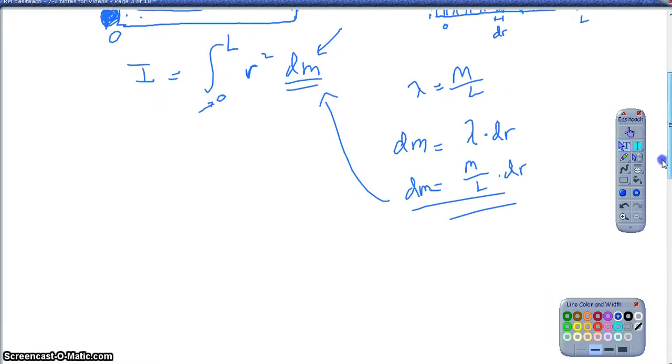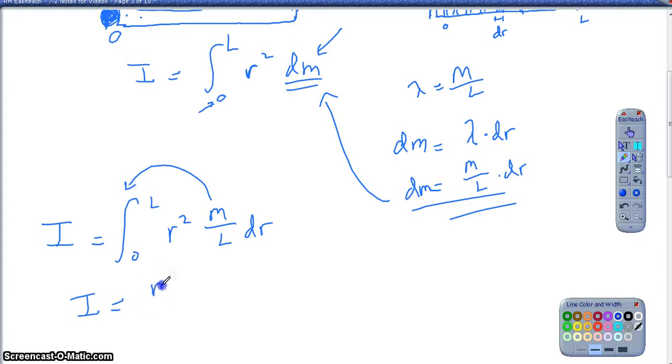So let's see what our integral looks like now. The moment of inertia, my I, equals the integral from 0 to L of r squared times m over L dr. Now the key concept here is the fact that m and L are both constants, right? The mass of the rod and the length of the rod are not changing. So since those are constants, I can go ahead and factor them out. So mass over the length comes out front, and then I've got 0 to L of r squared dr.